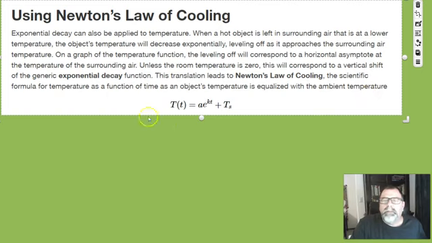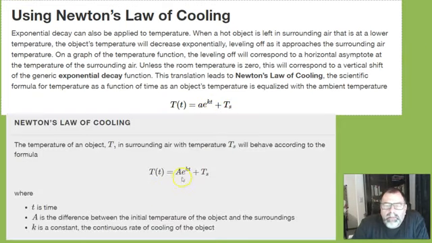So here's the formula. So capital T of t, temperature as a function of time, equals A e to the kt plus T sub s. Okay, so the A is the initial, here they rewrote it as capital A, where the A is the difference between the initial temperature of the object and the surroundings. So that's the initial difference. And then T sub s is the surrounding air temperature, right? So that's what that sub s is.